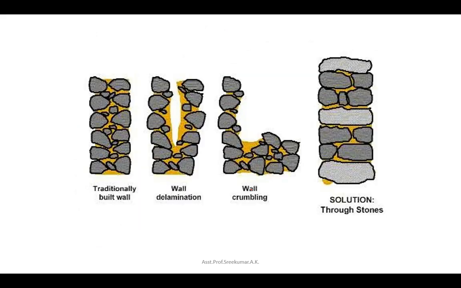Now, this slide explains the necessity of using a through stone for masonry construction. When a traditional wall is built without using through stones, at a certain stage it would lead to delamination and crumbling. So we use through stones to avoid this situation. By delamination, we mean a mode of failure where a material fractures into layers, and by crumbling, we mean to fall in small parts or break into small fragments.